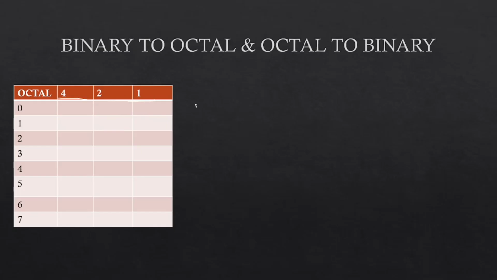What is the binary base? The binary base is 2. So, what is 2 to the power of 0? 2 to the power of 0 is nothing but 1. That is what I have mentioned here. And 2 to the power of 1 is nothing but 2. And 2 to the power of 2 is nothing but 4. But when I take 2 to the power of 3, it will go to 8. But 8 is not an octal number, right? Because the octal numbers start from 0 to 7.